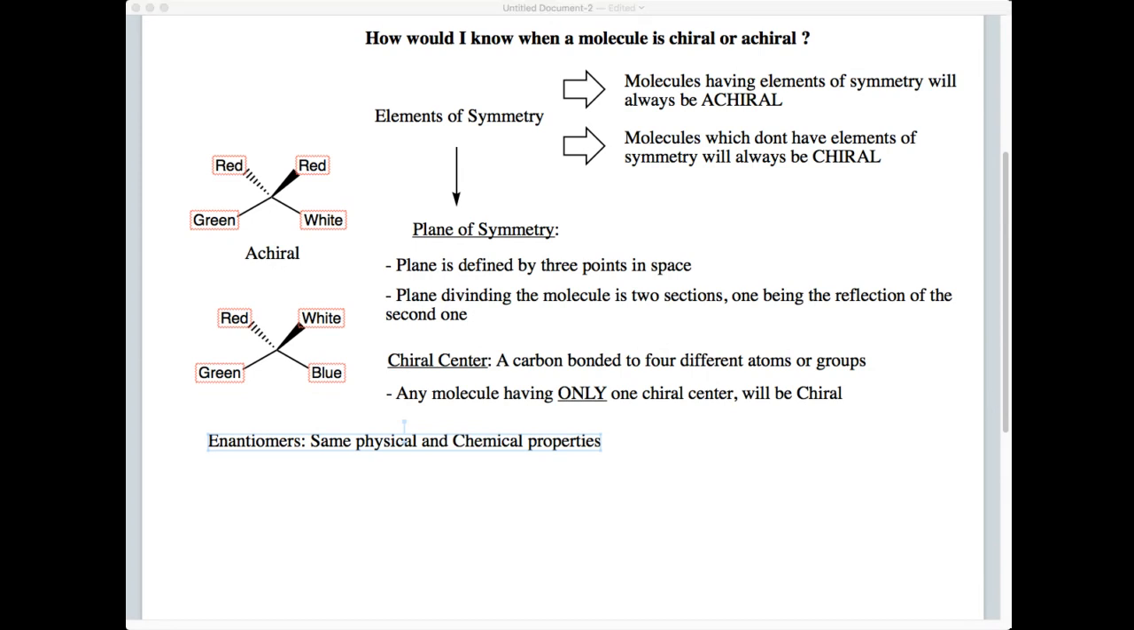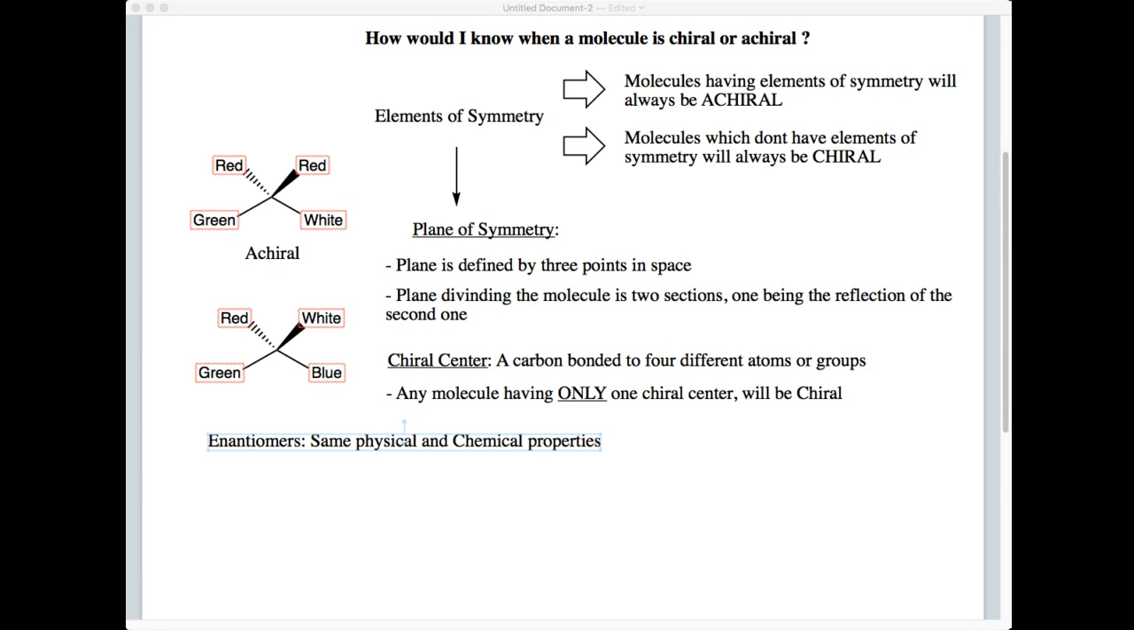What do I mean by that? I have two molecules here. One is a reflection of the second one, okay? I cannot superpose them. So two enantiomers, okay? These two, because they are enantiomers, have the same physical and chemical properties, meaning that they have the same melting point, same solubility, same everything.